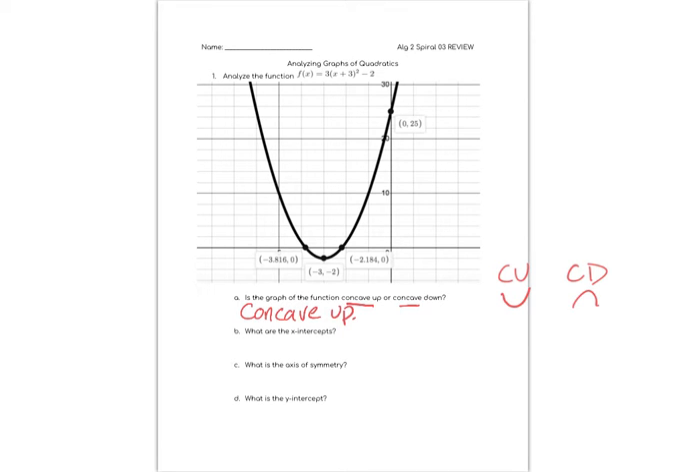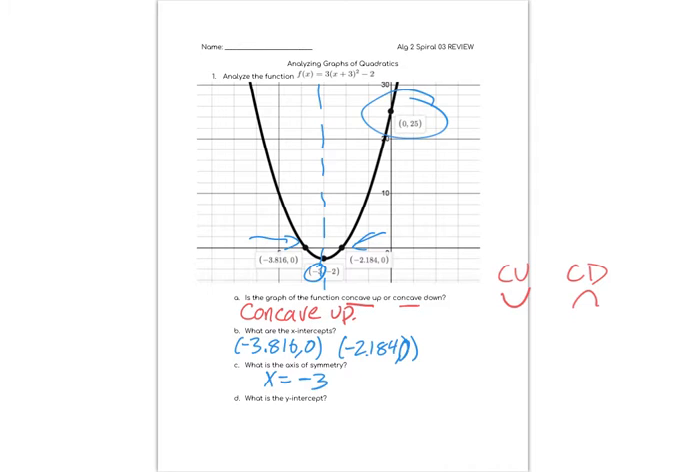The x-intercepts, again, we're identifying where these are. They're on the x-axis. We're looking for the points negative 3.816, comma 0, and negative 2.184, comma 0. The axis of symmetry, we've got to know that goes through our vertex, and it's an x equals equation. Here we have an x value of negative 3, so that's our value. The y-intercept, again, just making sure we know how to find that, 0, 25. Hopefully this is not so scary a thing for us.